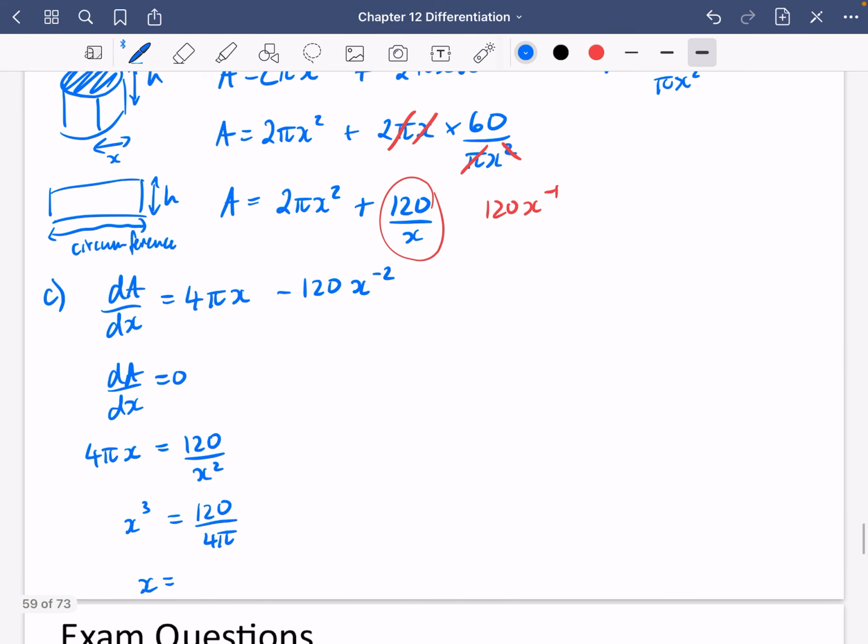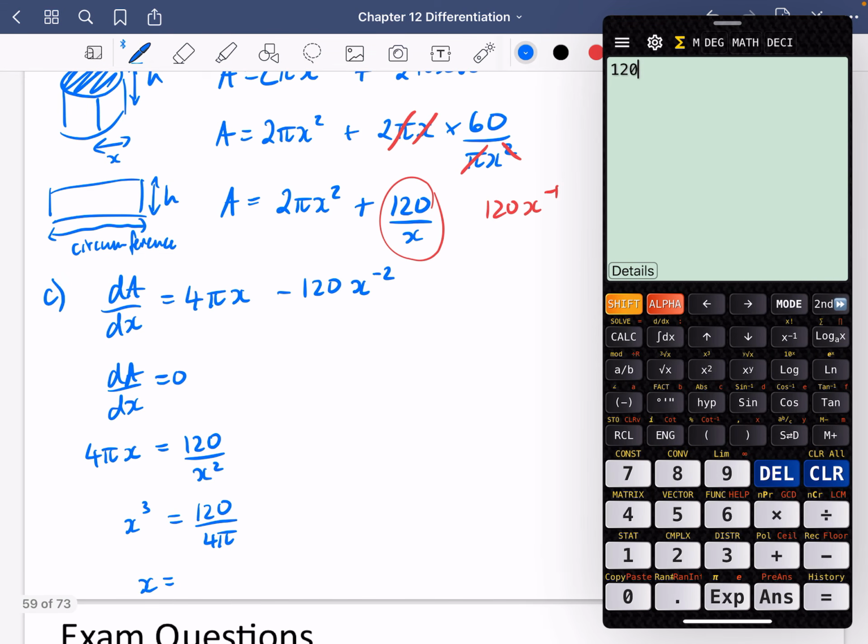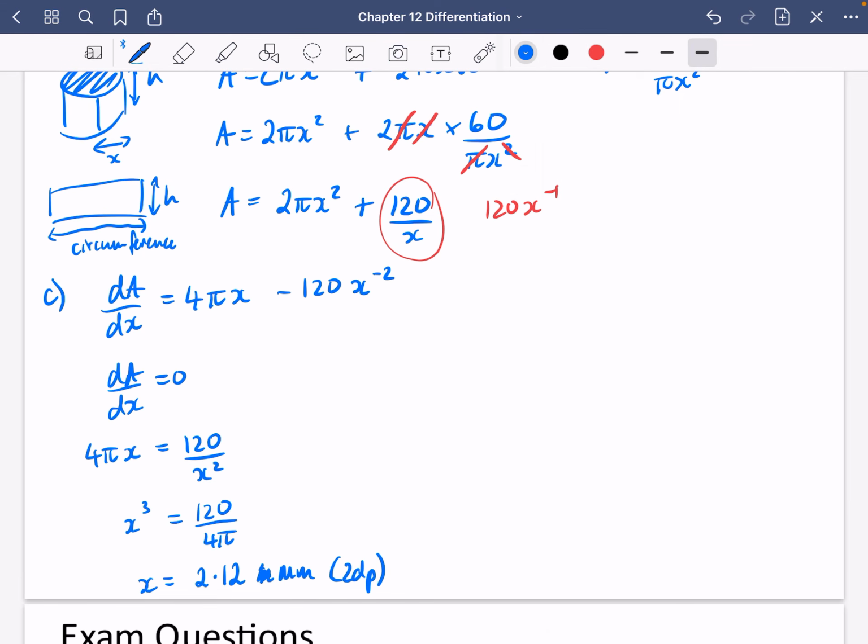So x is going to be the cube root of 120 divided by 4 pi, and I'm going to do the cube root of that answer. So x is 2.12 millimeters, and that is to 2 decimal places. But I'm going to keep this stored in my calculator here because I think I'm going to need it for the next part of the question.